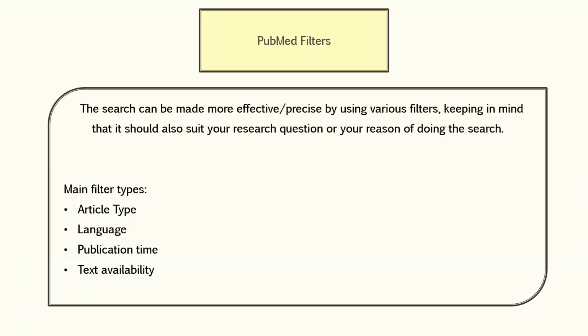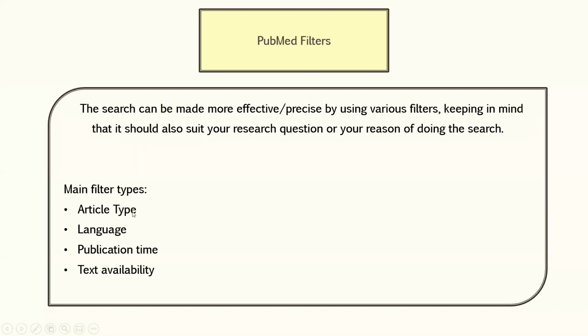Now there is one more way. One thing is that you will use your search strategy to make it more precise. The other thing is how you want to search; you can use different filters. So as you can see, search can be made more effective or precise by using various filters, keeping in mind that it should also suit your research question or your reason for doing the search. You can alter your filters according to that.